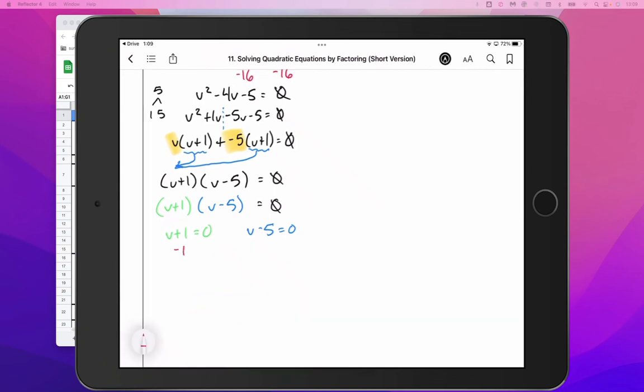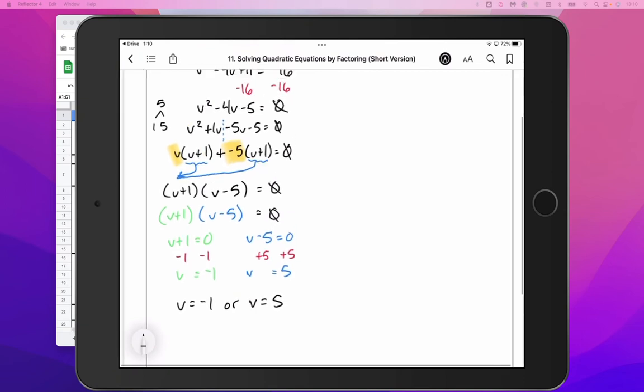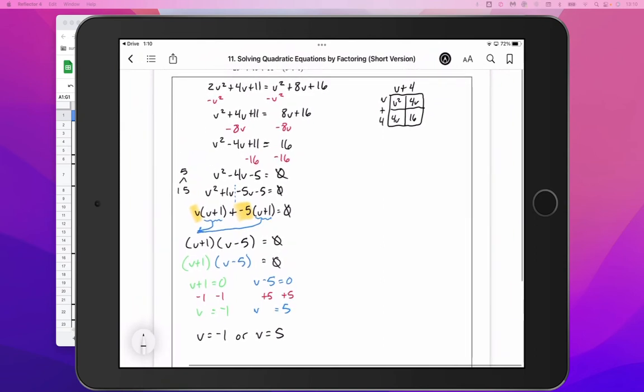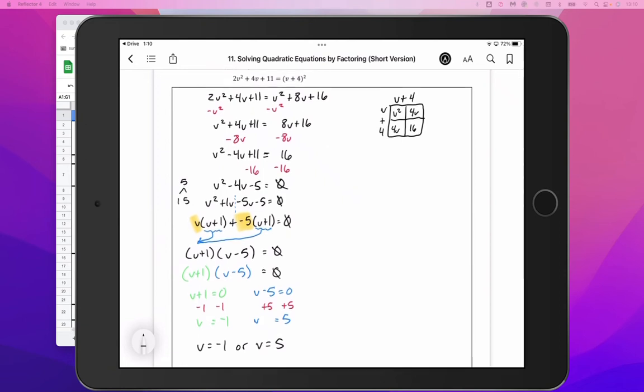And so on the green one, I would subtract 1. V is equal to negative 1. And on the blue one, add 5. V is equal to 5. So the solution for this one is that v is equal to negative 1, or v is equal to 5. And we could go through the process of checking. Don't have any fractions this time, so I wouldn't mind checking. But that would be a ton of work to put that back into what's up there at the top, and I don't see any purpose in doing that, honestly.